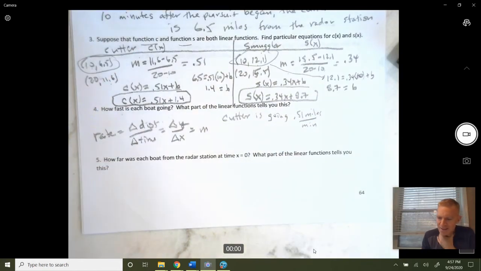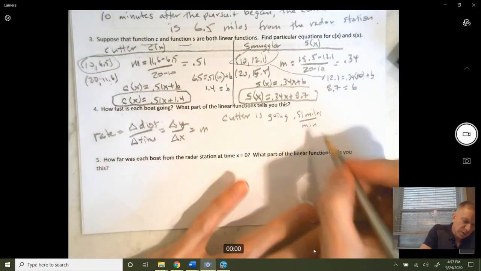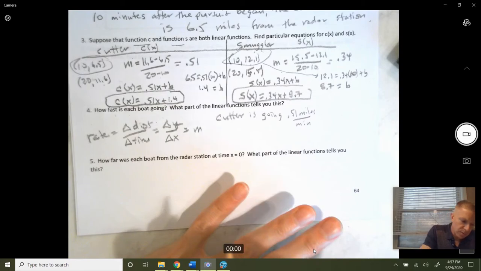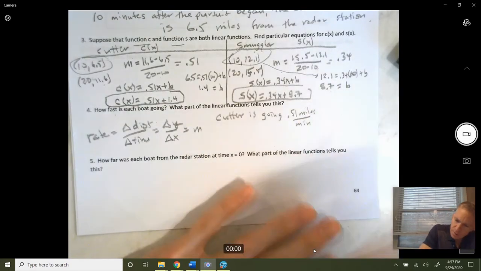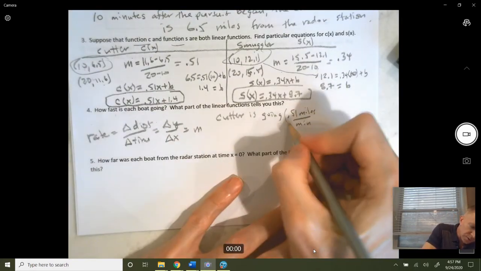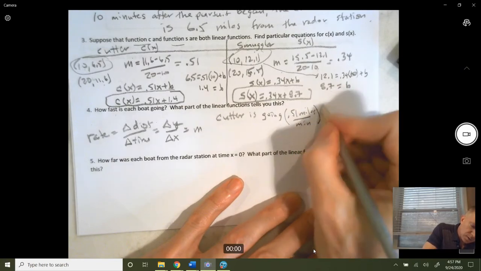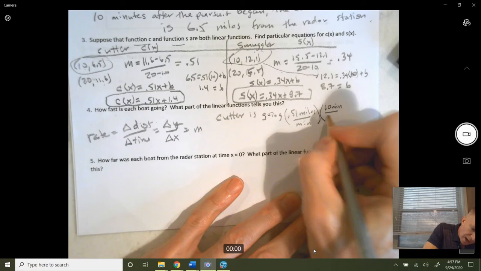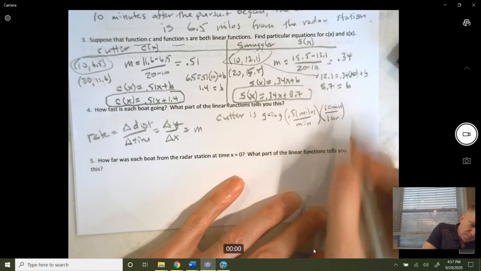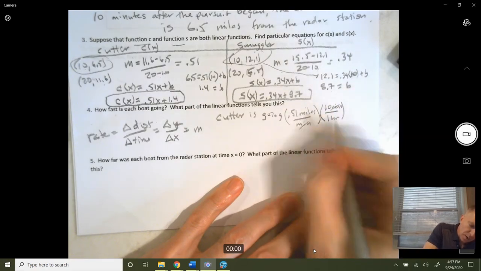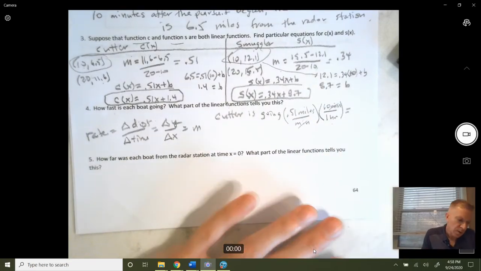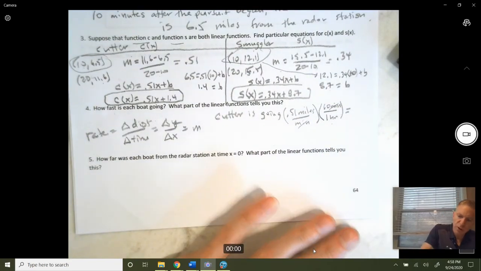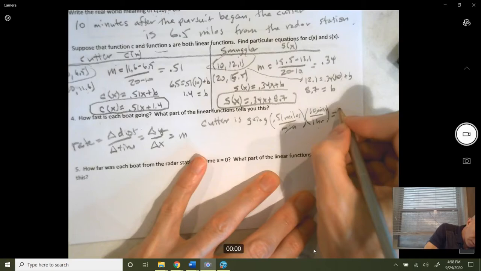Miles per minute, that's not a very typical unit for rate, or what you would say a boat was going. So let's convert that to miles per hour. So there's 60 minutes in 1 hour. So the minutes cancel and we'll get miles per hour. So the cutter is going 30.6 miles per hour.